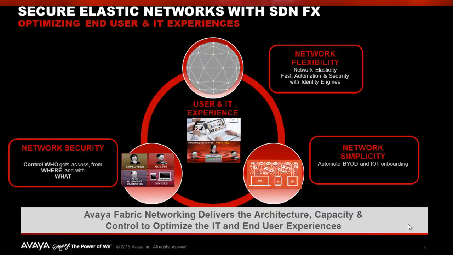And this again leads over to the third pillar of network security, controlling who gets access or what gets access from where and with what. And that's where Identity Engines really provides a very strong role with SDN Fx Fabric Connect. And this all leads to the concept of a user and IT experience. First of all, the user enjoying the aspect of seamless capabilities, and then finally the IT experience, the ability to manage a converged infrastructure without gaining gray hair.